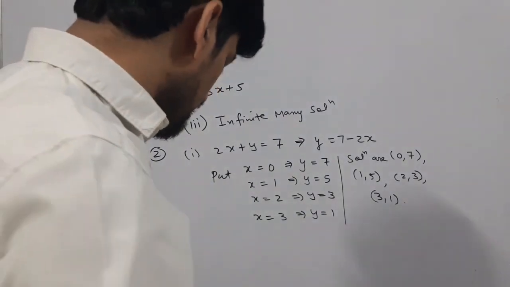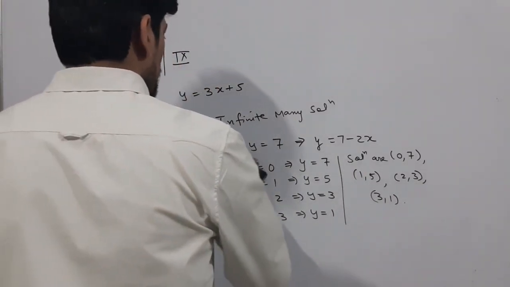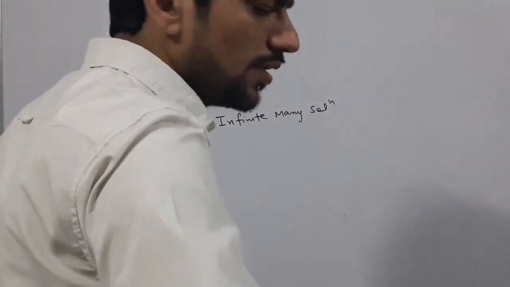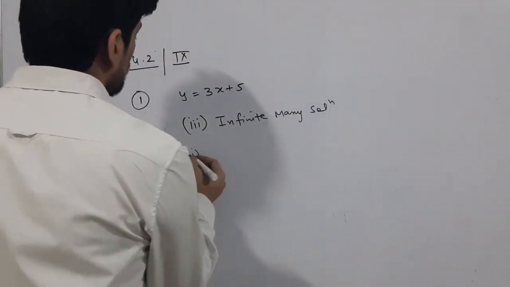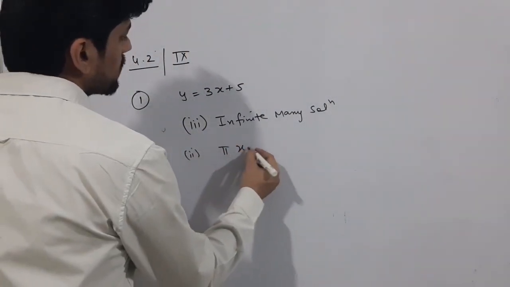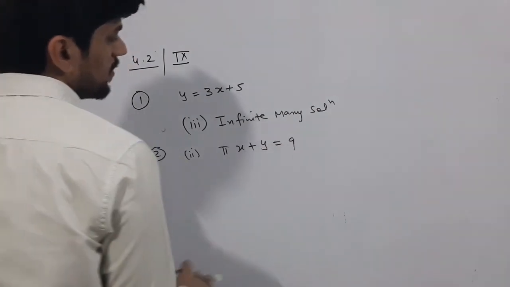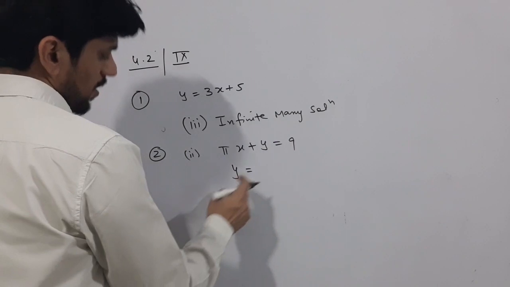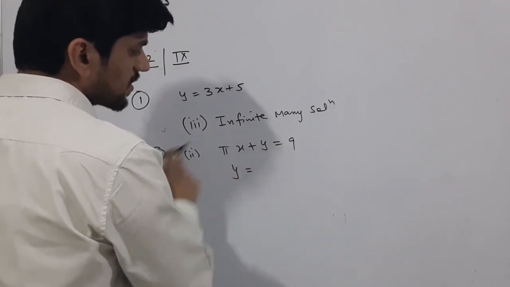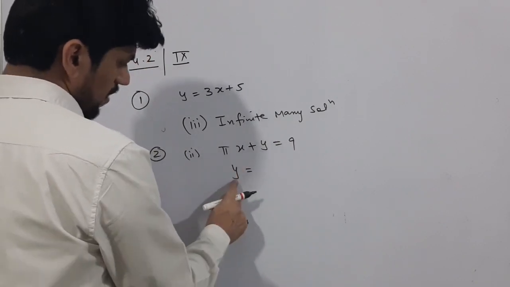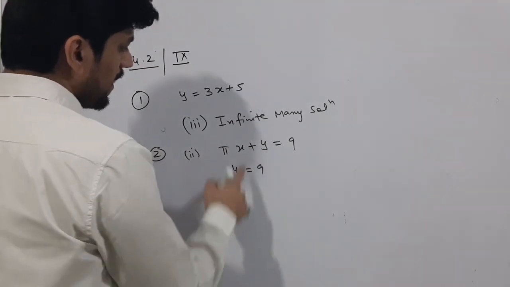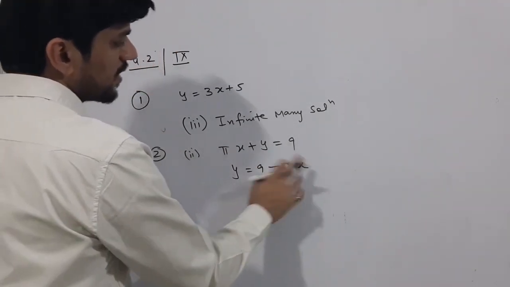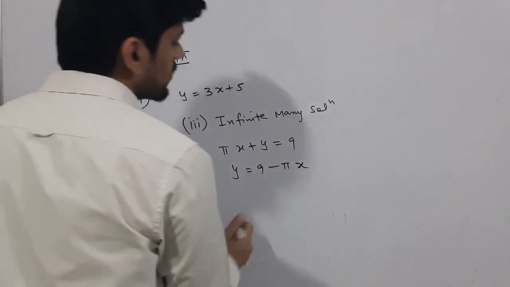Second question, second part is pi x plus y equals 9. To find the solution, again we will substitute the value of x and find the value of y. For this, convert y in terms of x by taking this term to the right hand side. So y equals 9 minus pi x.